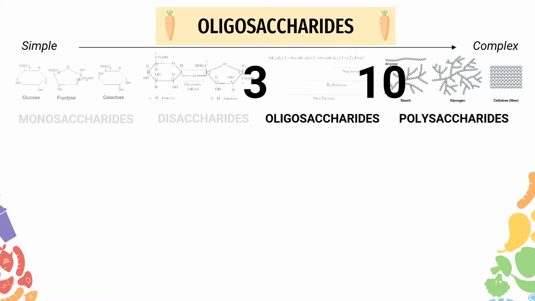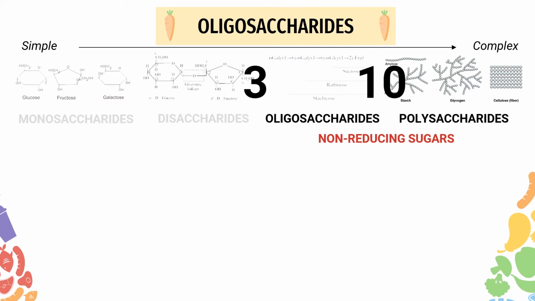Despite the availability of reactive anomeric carbon in some oligo or polysaccharides, the long carbon chain decreases the polarity of the whole structure and diminishes its reactivity. That is why all oligo and polysaccharides have no reducing capacity.